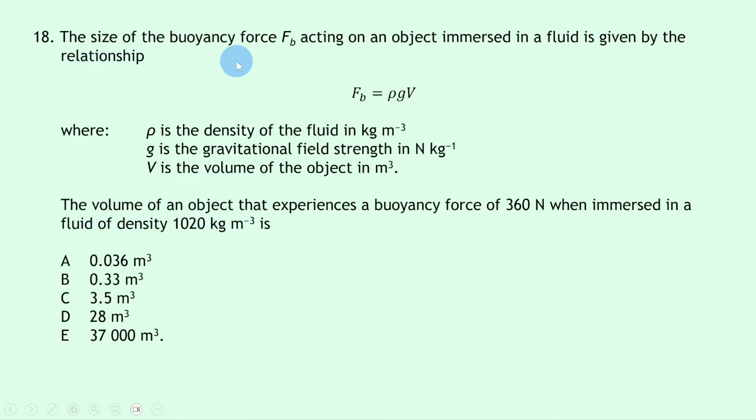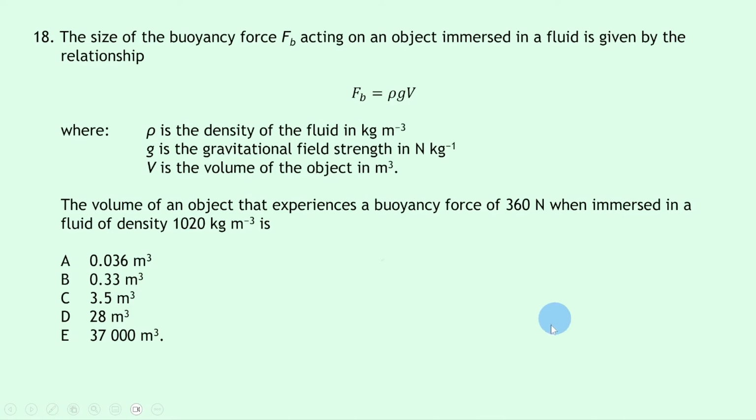Question 18 says the size of the buoyancy force Fb acting on an object immersed in a fluid is given by the relationship Fb equals rho gV, where rho is the density of the fluid in kilograms per cubic meter, g is the gravitational field strength in newtons per kilogram, and V is the volume of the object in cubic meters. The volume of an object that experiences a buoyancy force of 360 newtons when immersed in a fluid of density 1020 kilograms per cubic meter is. Well, notice how this is an unseen formula, so what we need to do is just plug the numbers we're given into the equation and rearrange for the volume in this case. And this is just testing your skills.